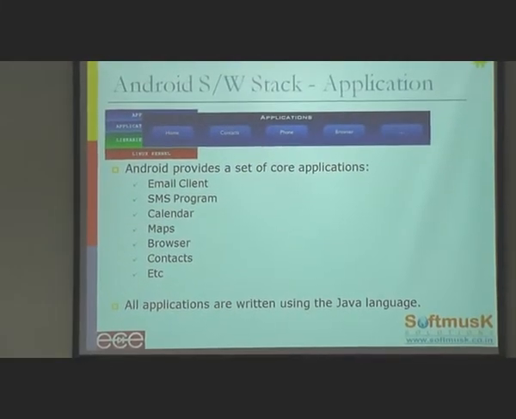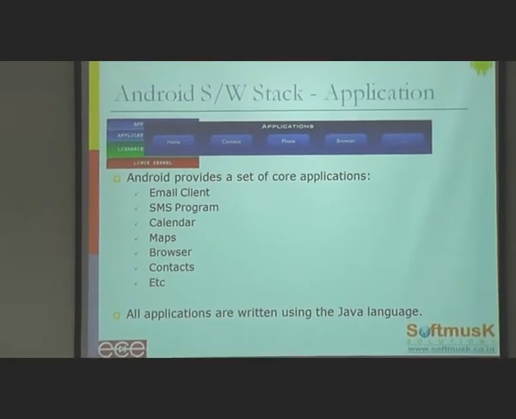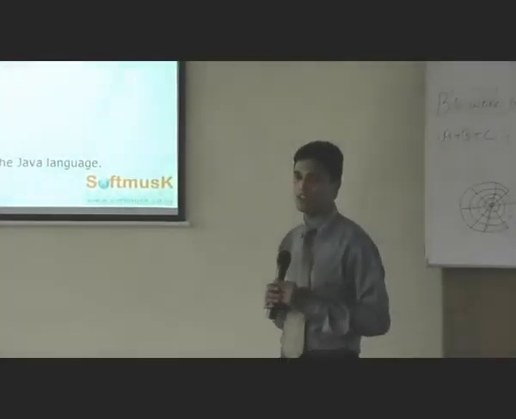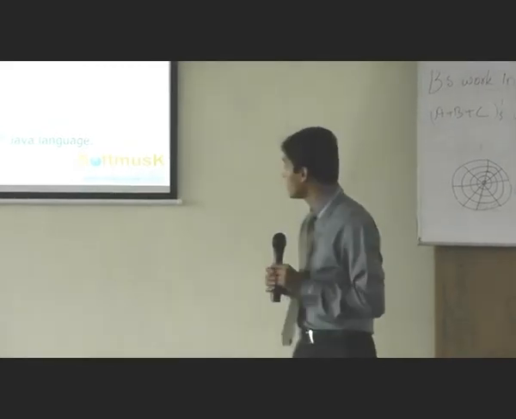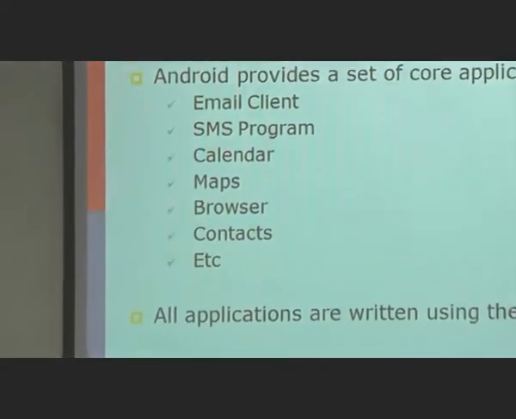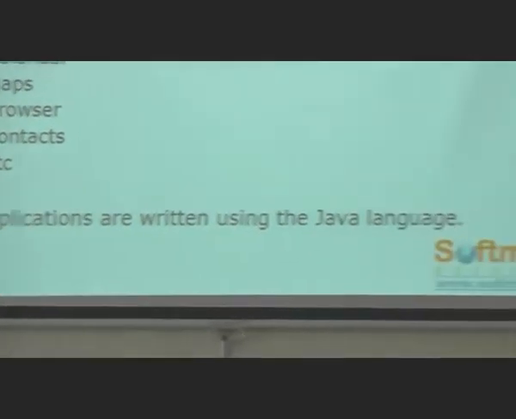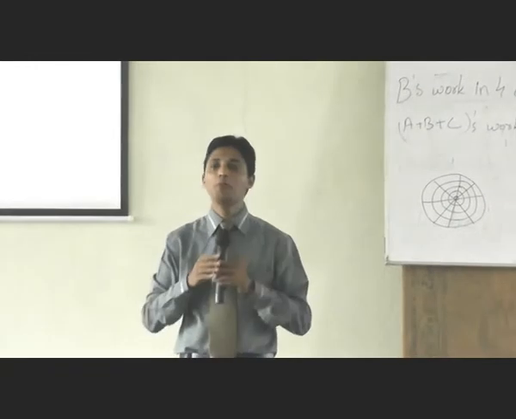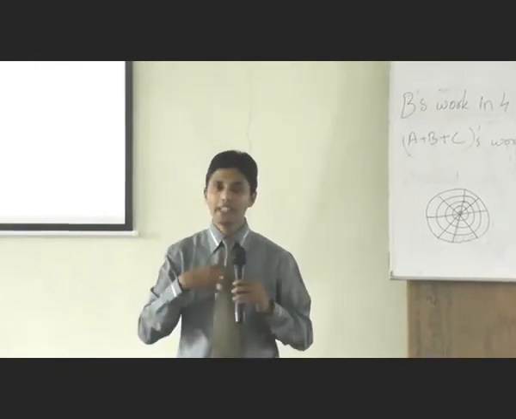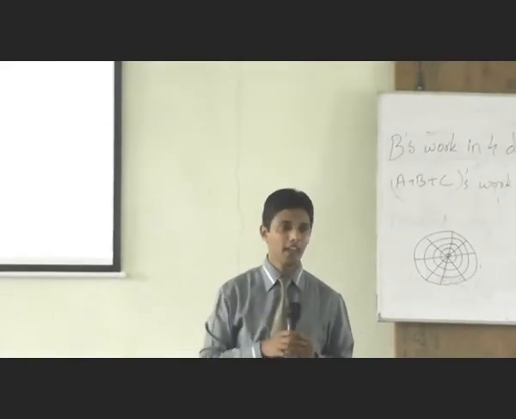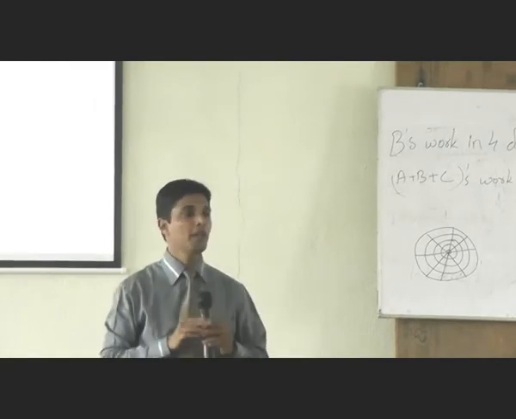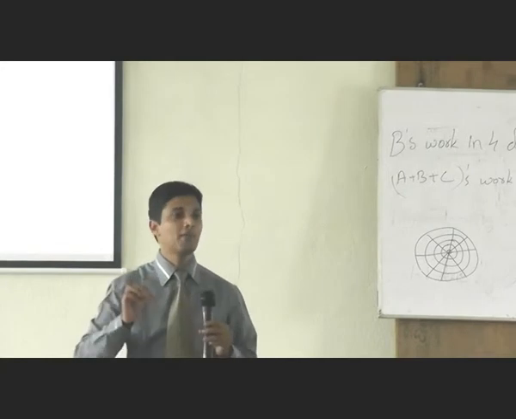Now, when we saw the architecture, at the top of the architecture we have something called applications. Applications are software which run on the cell phone that we use in our day-to-day lives, that is, the email client, SMS programs, calendars, maps, browsers, and all such applications. All these applications are written using the Java language. Android already has a few built-in applications. Unlike other operating systems, all the applications in Android are built using purely the Java language.